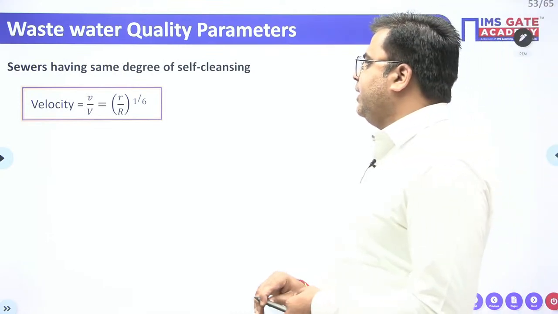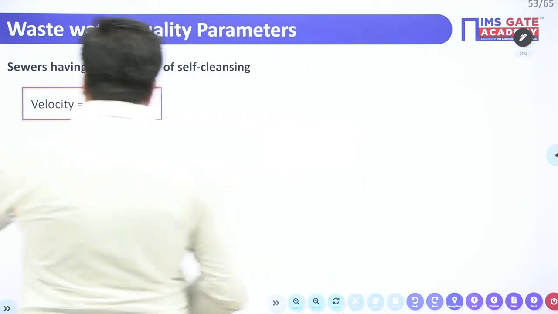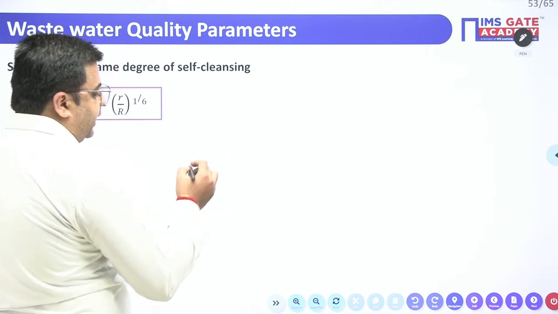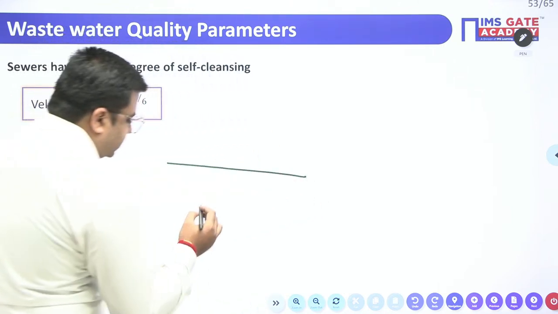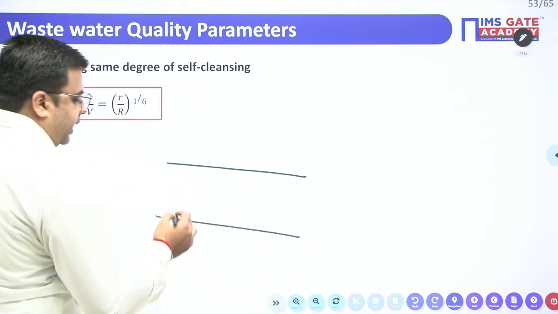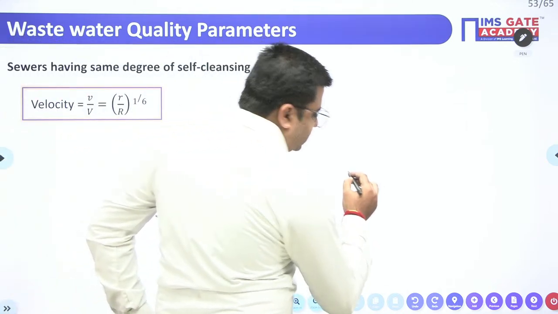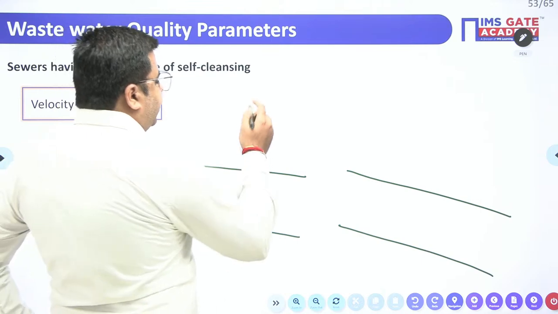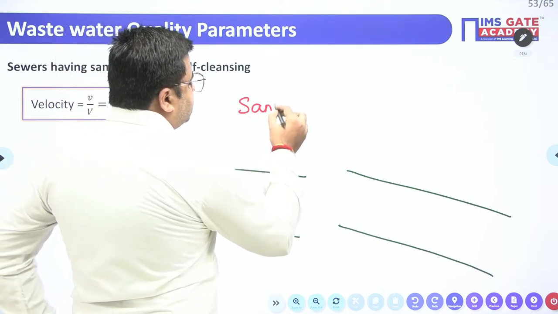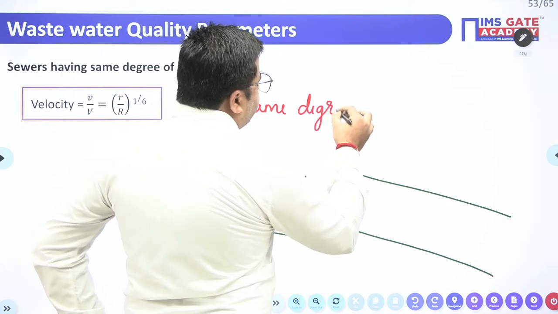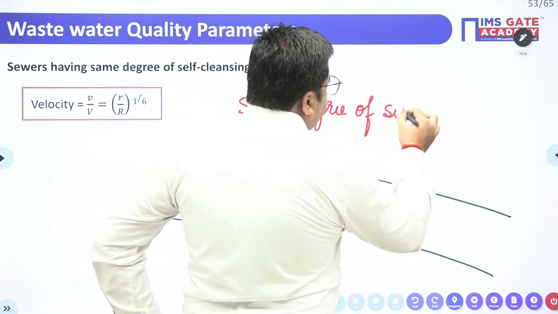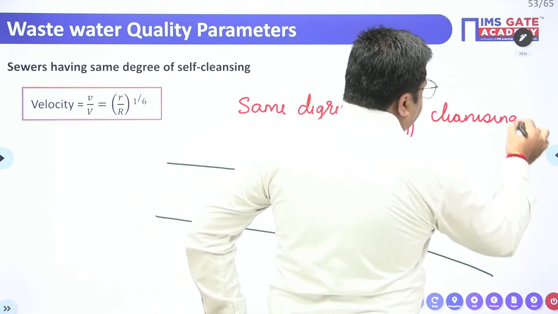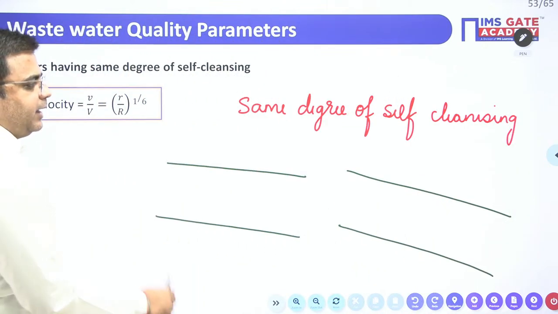Sewers having the same degree of self-cleansing, right? If we talk about sewers having the same degree of self-cleansing, we are talking about sewers which offer the same resistive force to the settling particles, right? Let us consider two sewers like this. These are two different sewers with the same degree of self-cleansing.